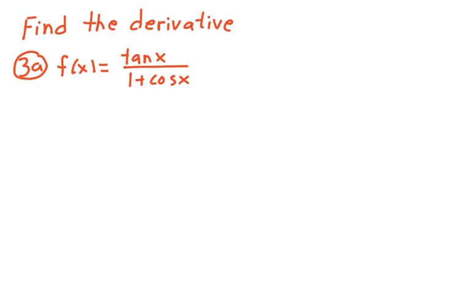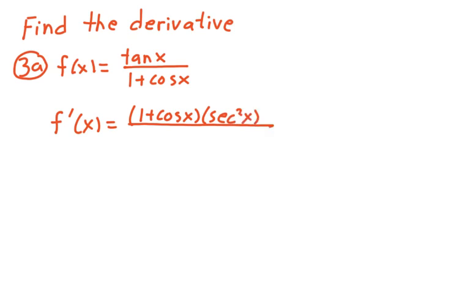And I'm going to hold you to being able to simplify, where appropriate. So f prime of x, if I apply the quotient rule, I'm going to take the bottom and I'm going to multiply by the derivative of the top, which is secant squared x. Now I'm going to go minus tangent x times the derivative of the bottom, which is negative sine x. And I'm going to divide by 1 plus cosine x raised to the second.